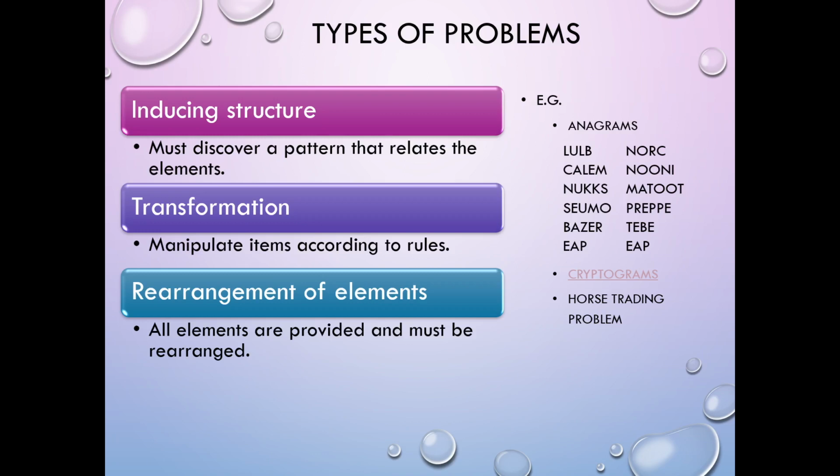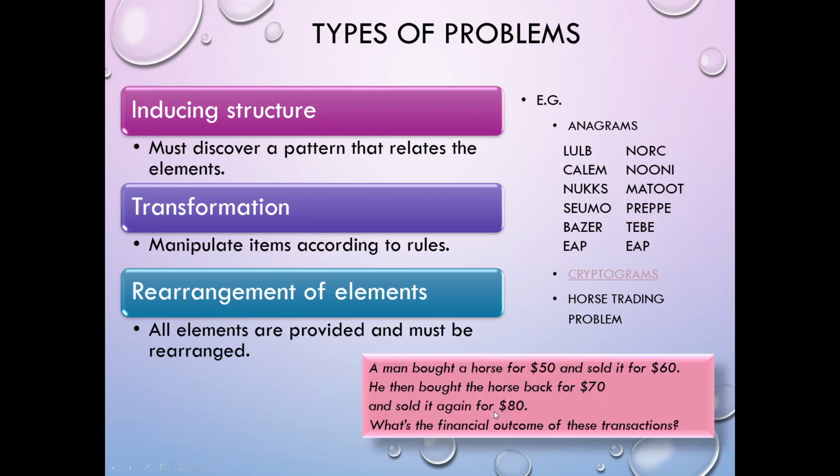Another example of a rearrangement of the elements problem that, when I first ever saw this problem, I was completely flummoxed by also, is the horse trading problem. So I thought I would actually share the horse trading problem with you. Here's the idea. A man bought a horse for $50 and sold it for $60. Then he bought the horse back for $70 and sold it again for $80. What is the financial outcome of these transactions?